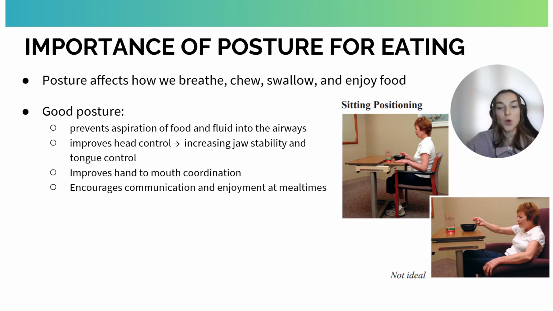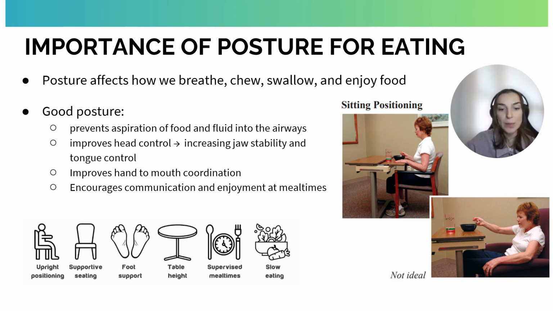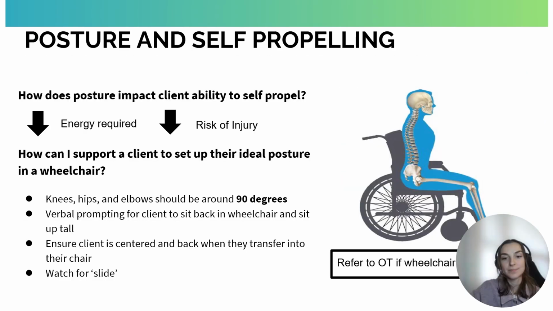So overall, the essentials here are upright position and supportive seating that shouldn't be overly cushioned where they're sinking in. We want feet flat on the floor and well supported. We want to ensure the table is at an appropriate height for the person. Perhaps, depending on the client, some supervision around mealtimes to cue for appropriate posture, and some cues to support slower eating to prevent choking as well. And posture is also essential for wheelchair users. Proper posture ensures that wheelchair users don't have to expend so much energy to propel their wheelchair, and it also decreases the risks of injury.